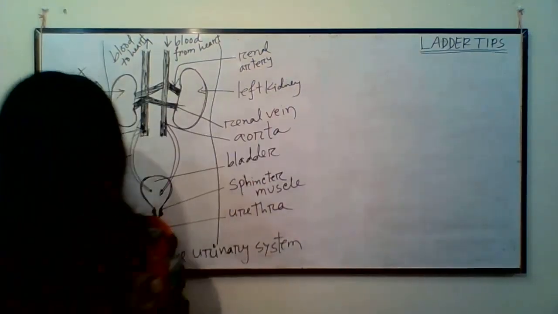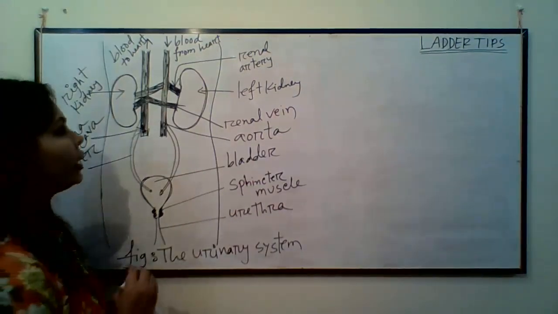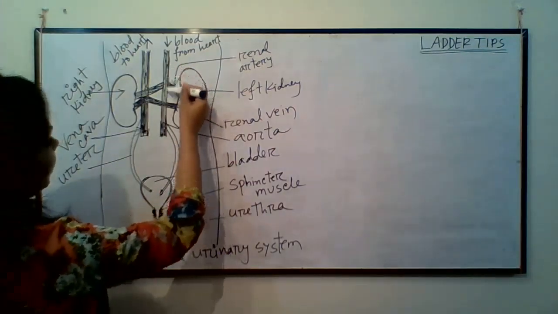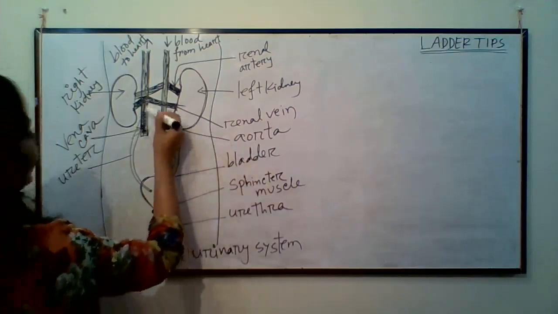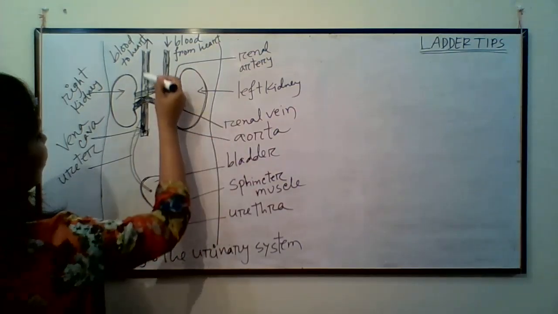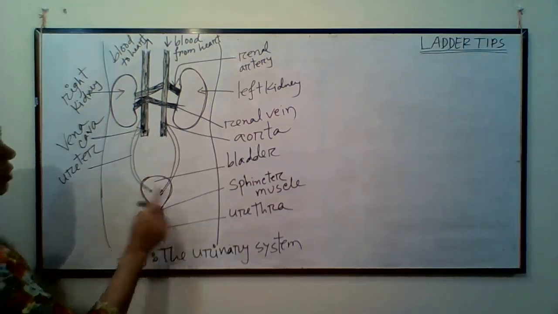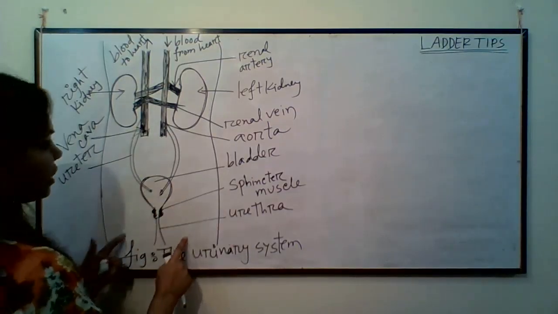So again, I'm going to the summary. There are two kidneys. This is the renal artery and the main artery aorta, the renal vein and the body's main vein, vena cava, and the two kidneys, two tubes called ureters, the muscular bag, sphincter muscle, urethra.